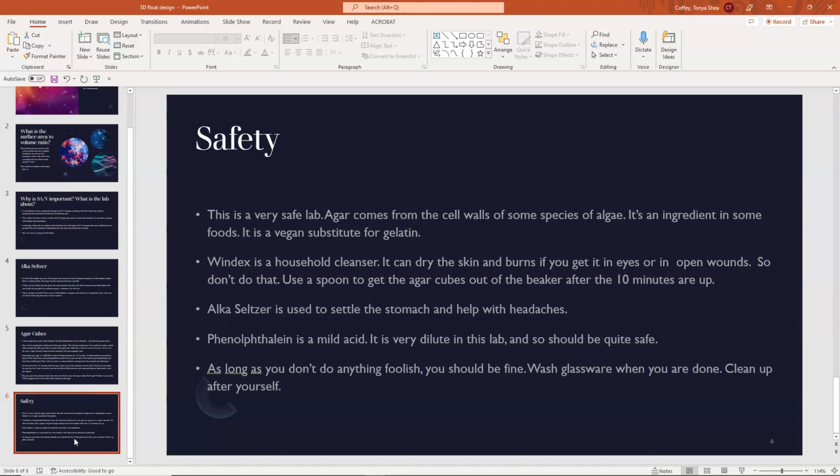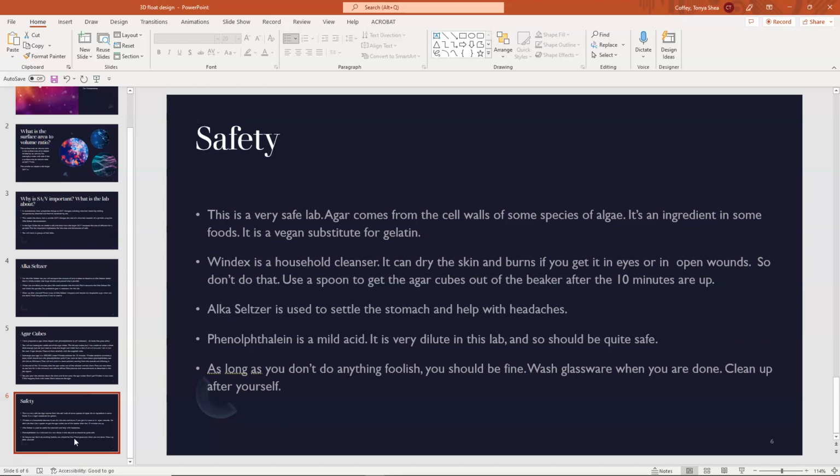Just don't be silly. Windex is a household cleanser. And if you've ever gotten Windex in an open cut or in your eyes, you know that it can burn your eyes, it burns in a cut, and it can dry your skin. So don't do anything like that.